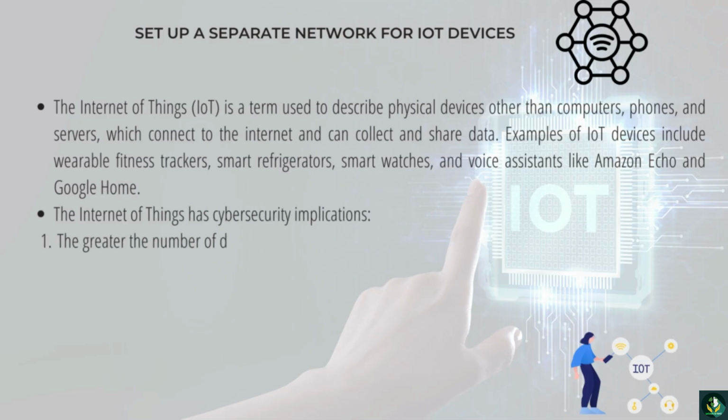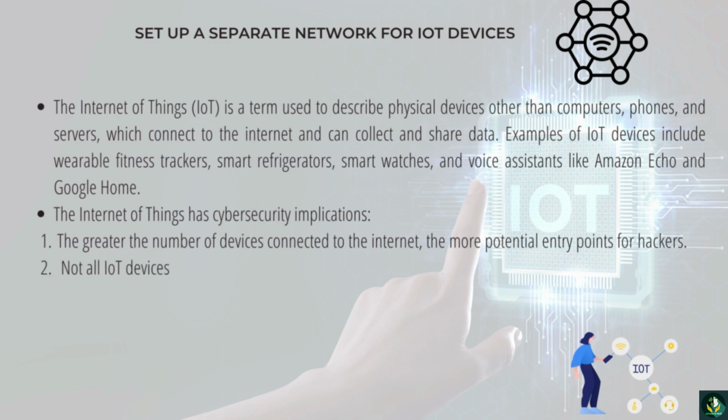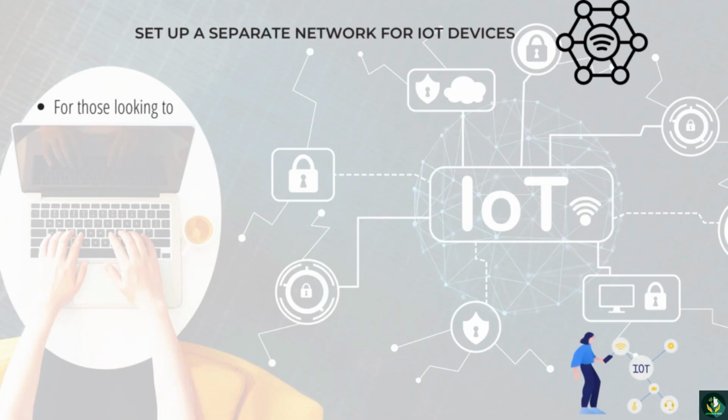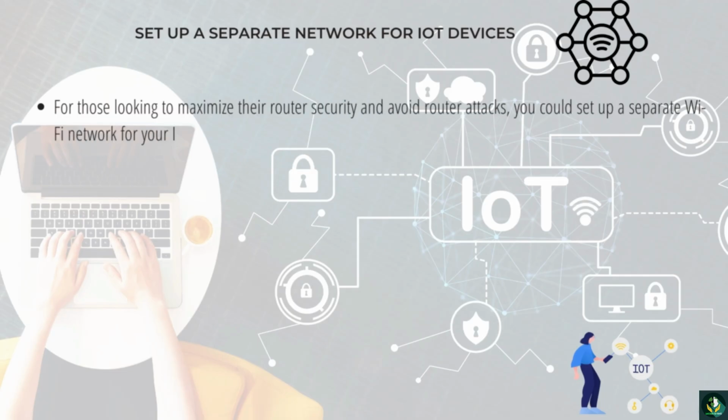The Internet of Things has cybersecurity implications. The greater the number of devices connected to the Internet, the more potential entry points for hackers. Not all IoT devices have a great security track record. For those looking to maximize their router security and avoid router attacks, you could set up a separate Wi-Fi network for your IoT devices. This is known as a VLAN, a Virtual Local Area Network.